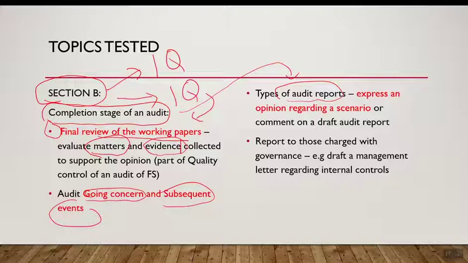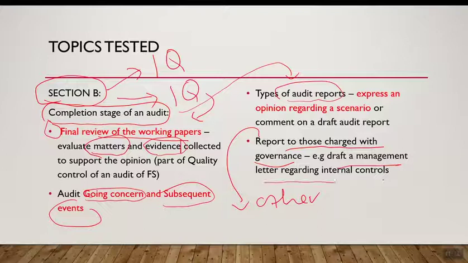Now, even in this section, usually when an audit is about to be completed, you might find that the audit engagement partner may have to draft other reports to those charged with governance. So these are other types of reports, like, for example, a management letter regarding the company's internal controls.